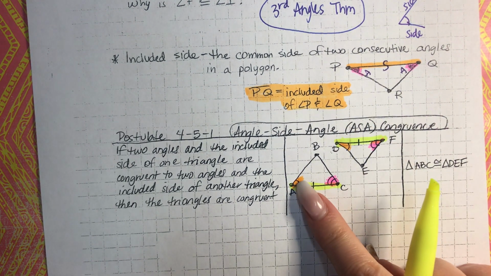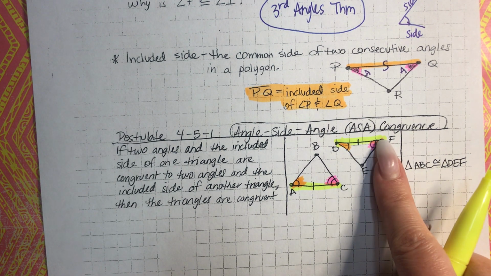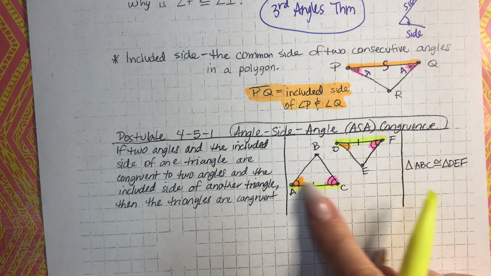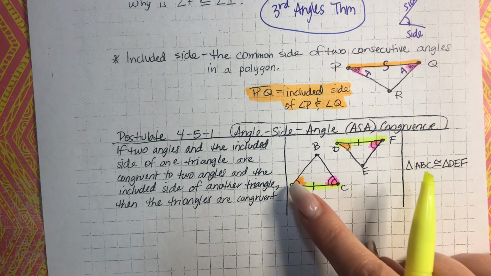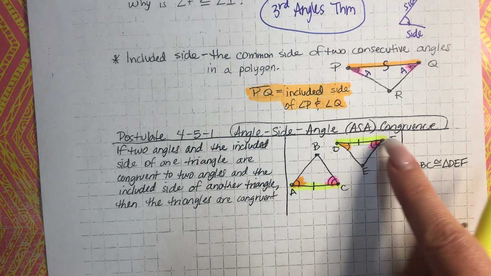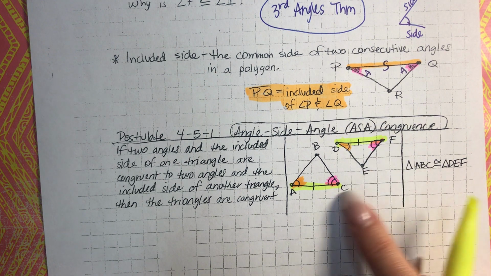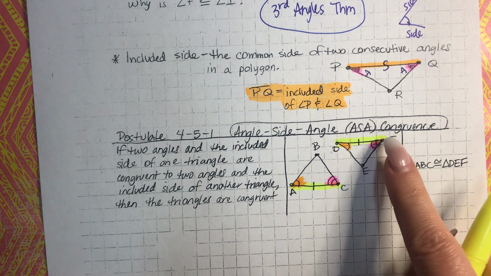So there you have it. Angle, side, angle, angle, side, angle. And that side has to be that included side, right? It can't be like over here or over here. It has to be the side that's included by those angles. Angle, side, angle, angle, side, angle. So if you have that, then you can say that triangle ABC is congruent to triangle DEF.